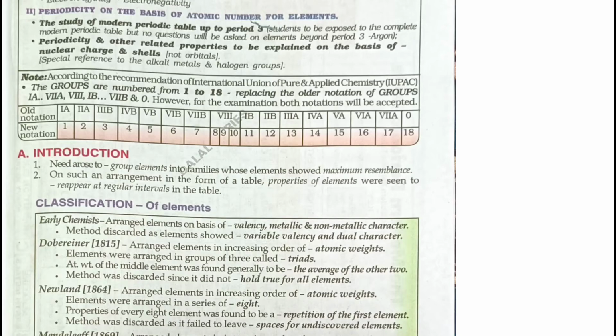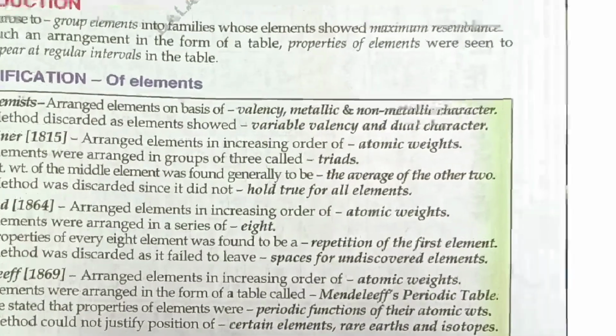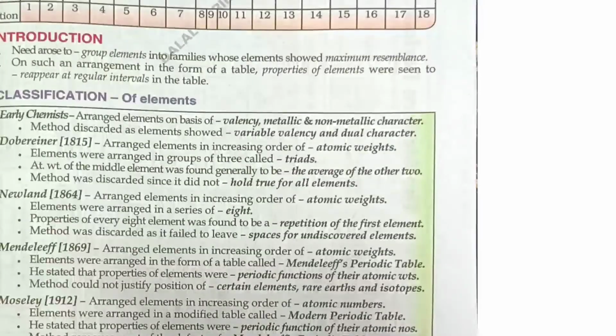Then classification of the periodic table. Early chemists arranged elements on the basis of valency, metallic and non-metallic character. Method discarded as elements showed variable valency and dual character. So earlier attempts to design the periodic table were based on valency and metallic and non-metallic character of that particular element.